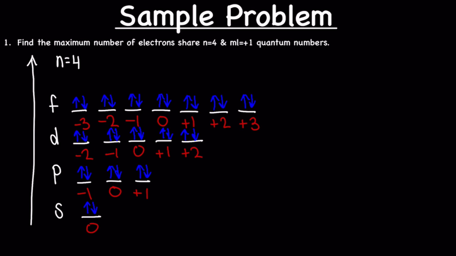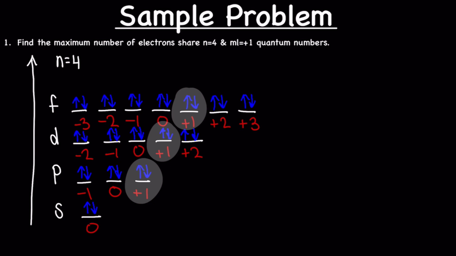Fantastic. Now we need to identify which of those electrons in the n equals 4 subshell has ML equals +1. And here we see 3 different slots that have n equals 4 and ML equals +1 quantum numbers, telling us that the maximum amount of electrons that share both of those conditions are 6 electrons.